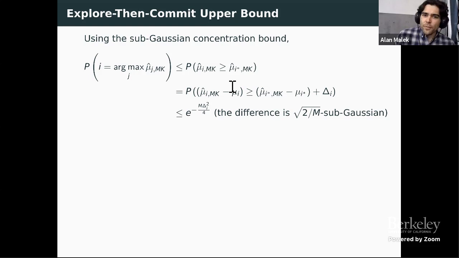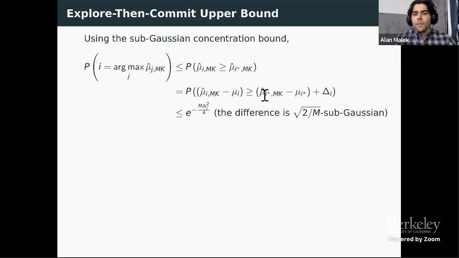So if you add a delta I to this side, and then add a delta I star minus delta I to this side and rearrange, what we'll see is we're left with a zero mean random variable here and a zero mean random variable here. So this whole probability is a question about the difference of the means of two zero mean one sub-Gaussian random variables being greater than delta I.